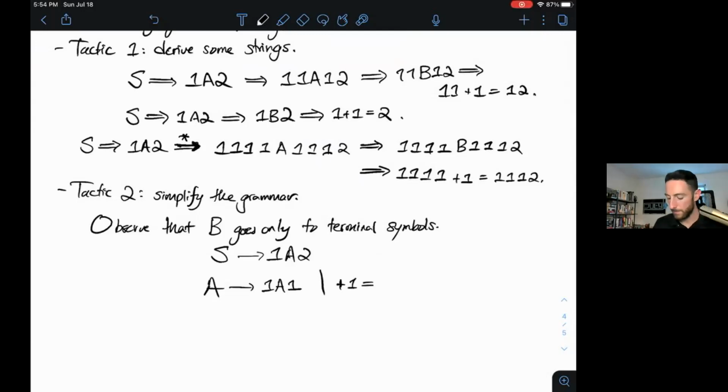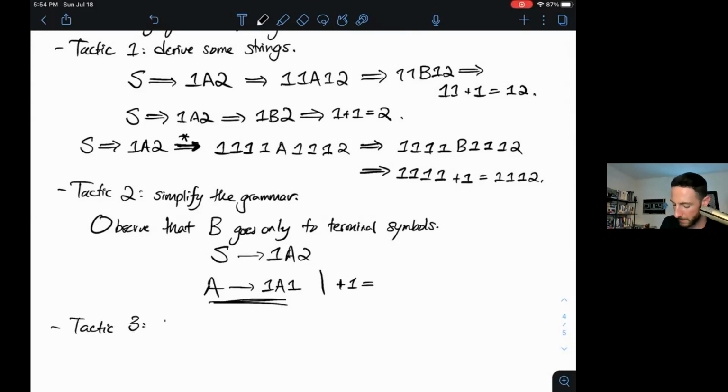So now I have 2 rules, and maybe it's easier for me to see, with only 2 rules going on, precisely what's happening here. I always generate a 1A1. The only variable here is how many times I use this first rule, A to 1A1, before I finish the string by putting in plus 1 equals. So those are 2 ways of getting some intuition for this language.